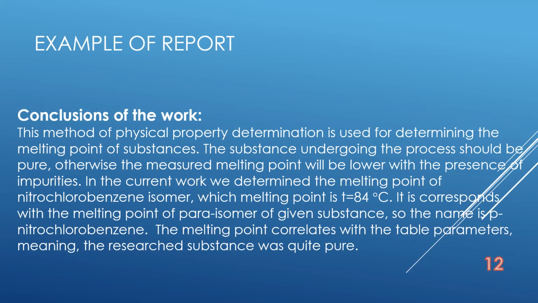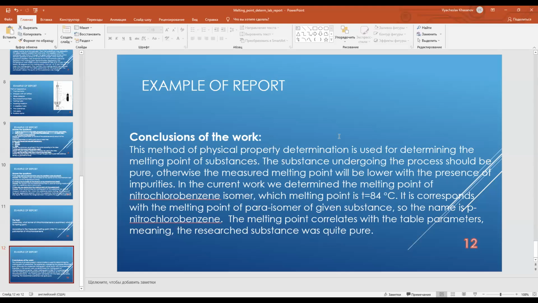Because its melting point is close to the table parameters. If it were much lower, then it would mean that the substance would be contaminated with impurities. But in this case, it is pure because the measured melting point correlates with the table parameters. So this is all on the previous report.